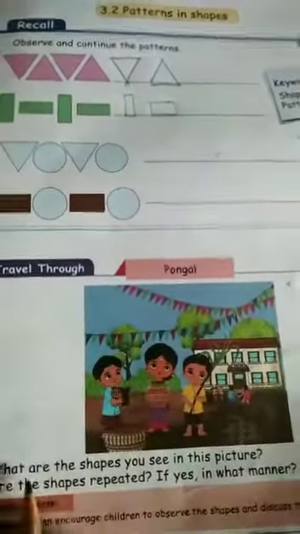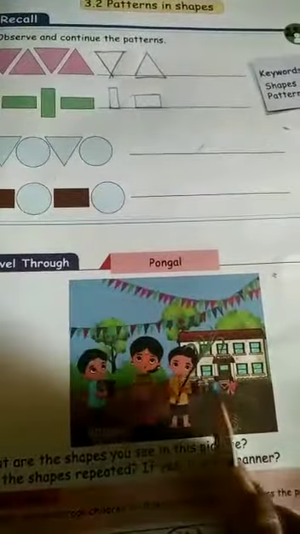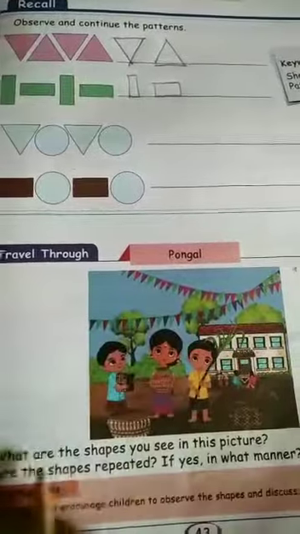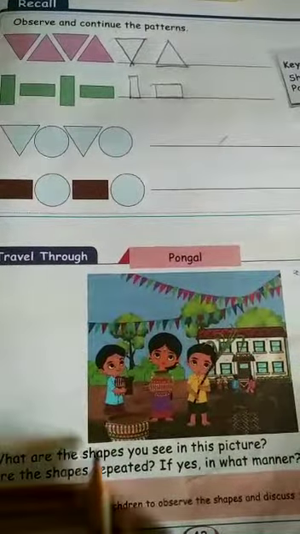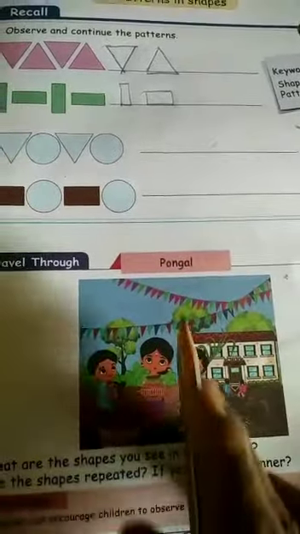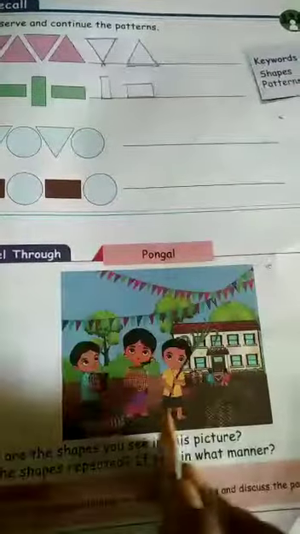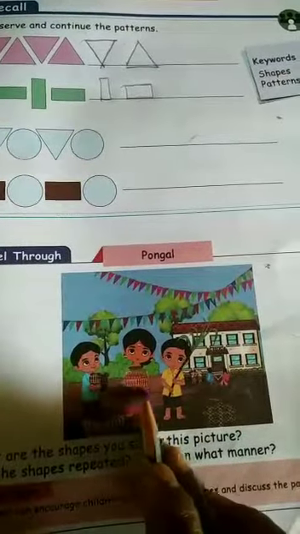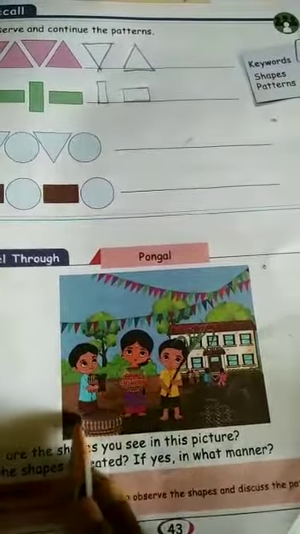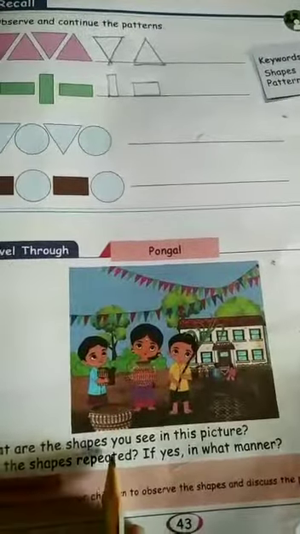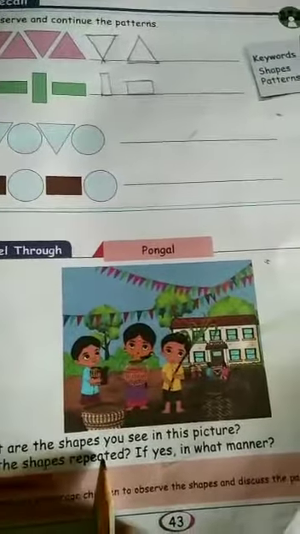Okay. Next, the Pongal festival is given. So in the festival, they decorate. In the picture, you look at this. What are the shapes you see in the picture? That is triangle, rectangle. This is a pot, it is a circle shape. The basket also makes a circle shape. So what are the shapes repeated?